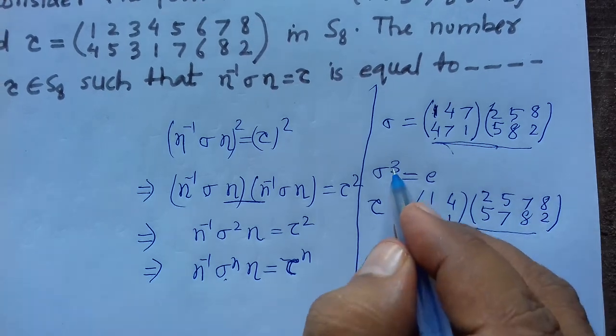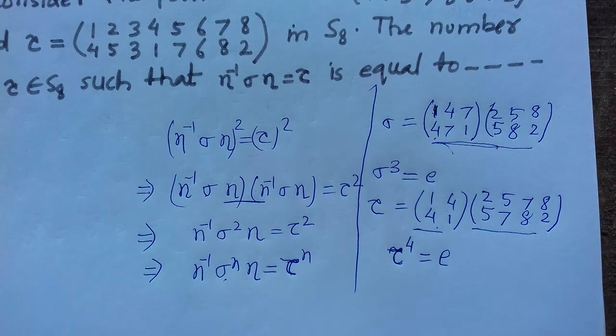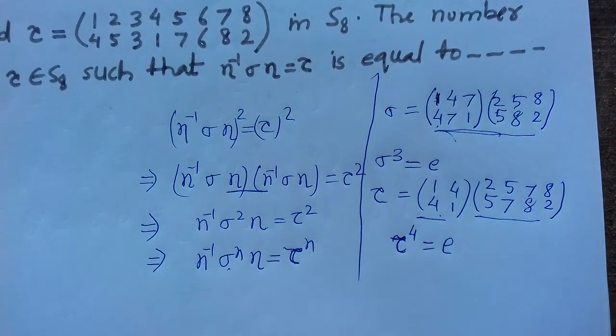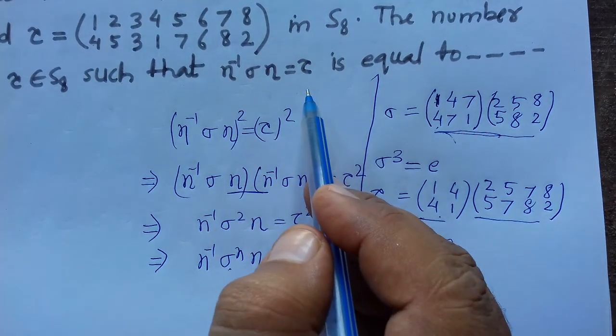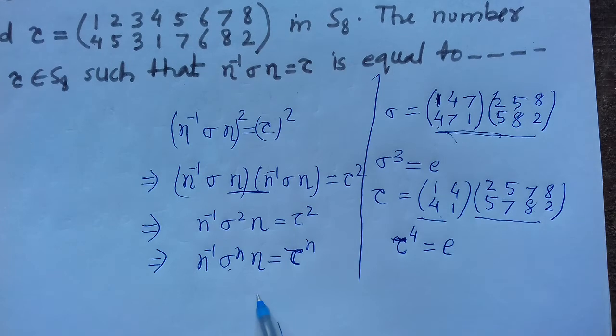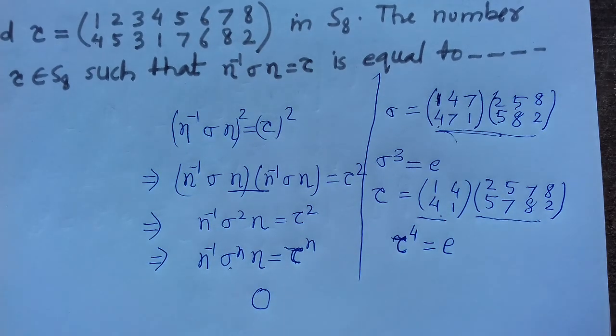So these two have different orders, but according to this, ρ and τ must have the same order. So there is no element which satisfies this relation. So the answer will be 0. 0 is the right answer.